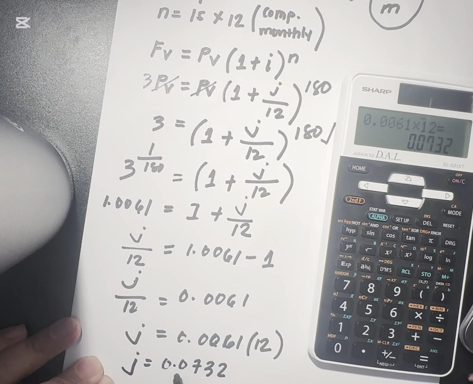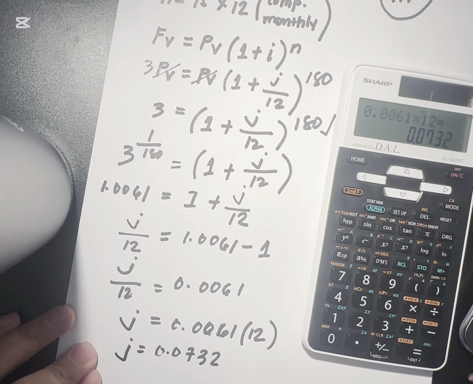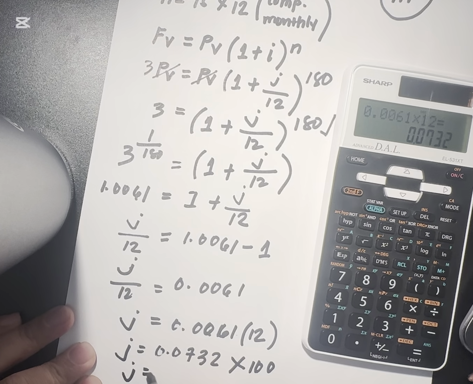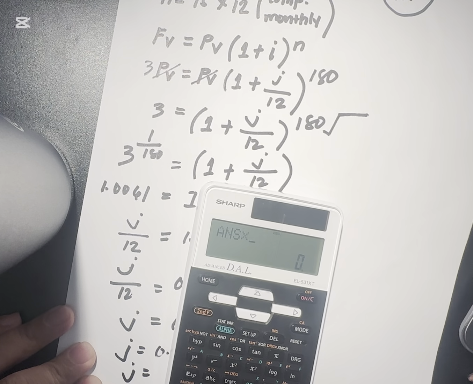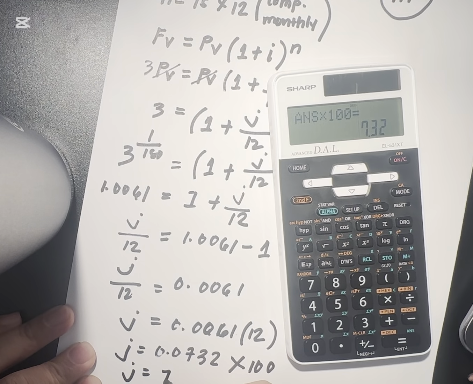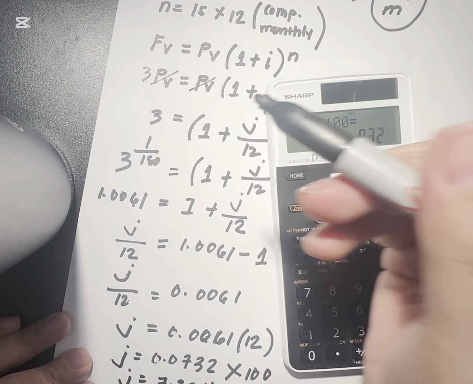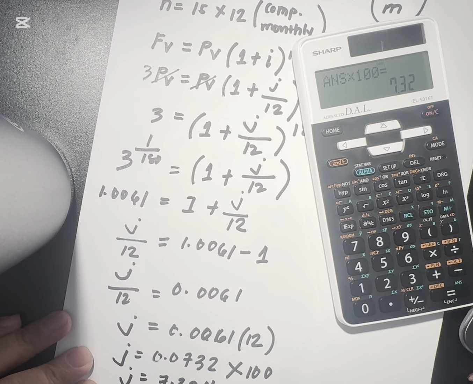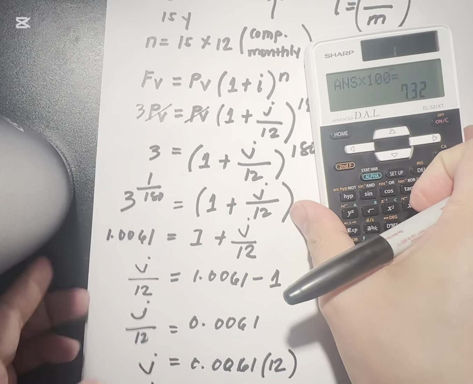So 0.0061 times 12 equals 0.0732. And since this is a periodic rate, this has to be in percentage. Therefore, we need to multiply it by 100. So 0.0732 times 100 is 7.32. So the rate of interest for the present value of a certain money to triple in 15 years would be 7.32%.